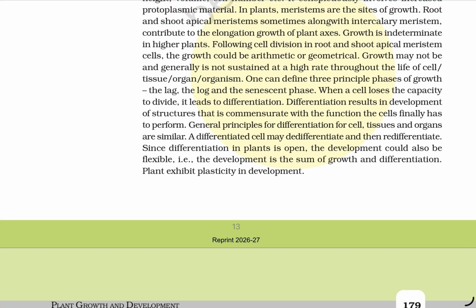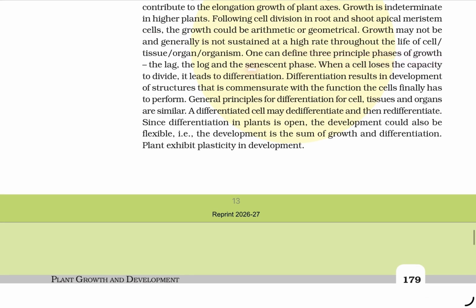Growth is indeterminate. The growth could be arithmetic or geometrical. Growth may not be constant or sustained at a high rate throughout the life of a cell, tissue, organ or organism. One can define three principal phases of growth: a lag, log and a senescence phase. When the cell loses the capacity to divide, it leads to differentiation. Differentiation results in development of structures that are commensurate with the functions the cells finally have to perform.